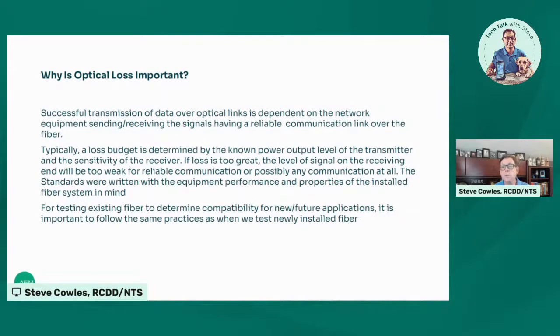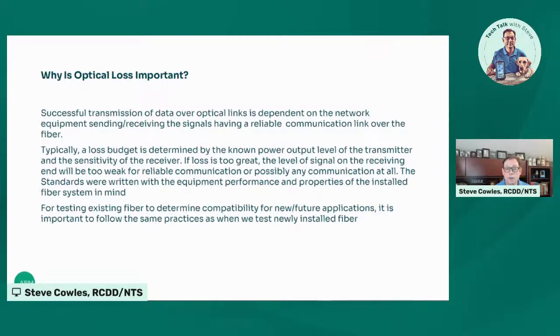So reasons that we have to do optical loss testing. If you have an existing installation, you're having problems, and you determine it's not related to your network equipment running over the fiber, you may have to do loss testing on that existing fiber to find out if you've got a problem with it. New installations, certainly we need to test those to make sure that they comply with the standards and that they will be able to support the applications for which they were designed.